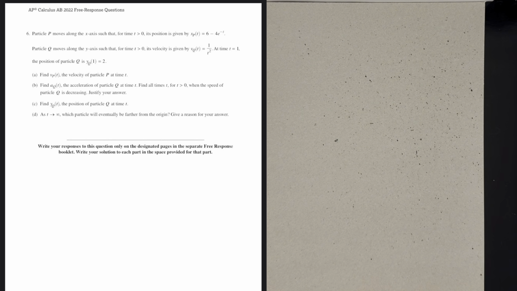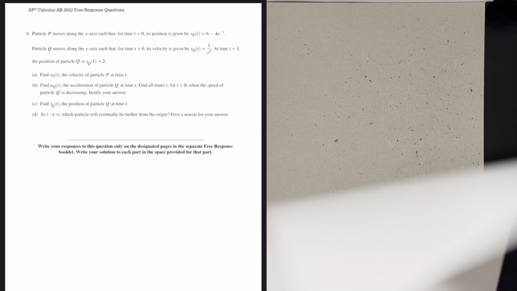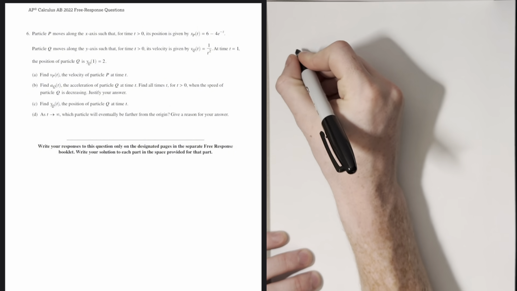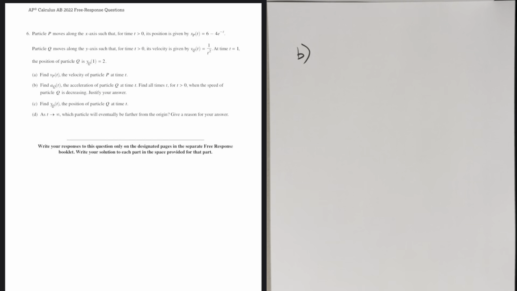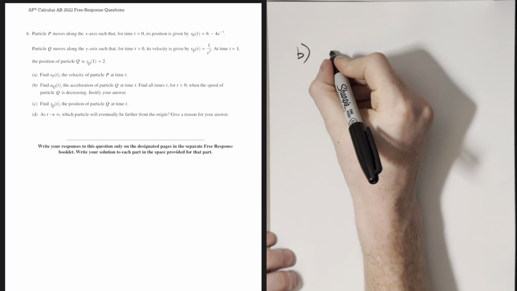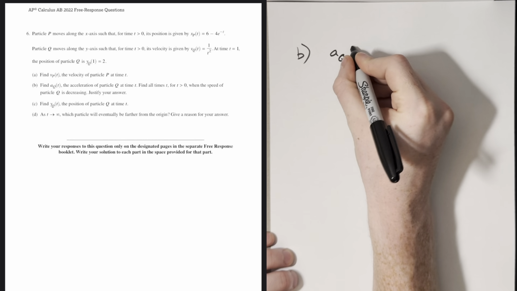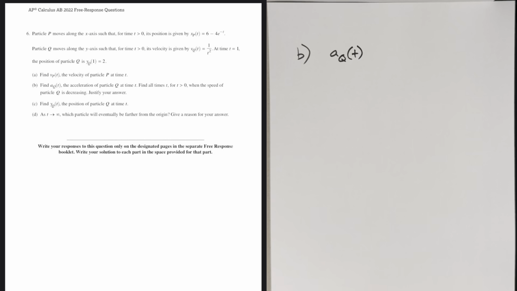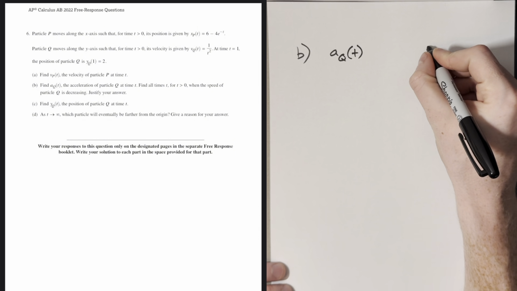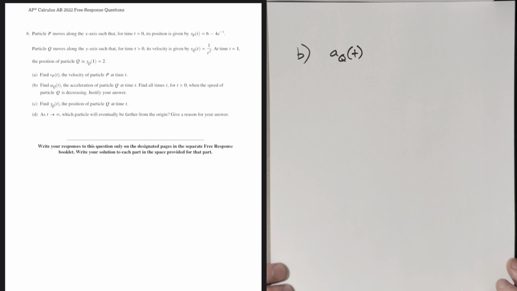We can move on to part B, bigger and brighter things, right? So let's check it out. Part B says find a_Q of t, which is our acceleration of particle Q at time t. Find all times t for t is greater than 0 when the speed of the particle Q is decreasing. So we're looking for where speed is dropping, it's going down, right? But first, let's find our acceleration of the particle.